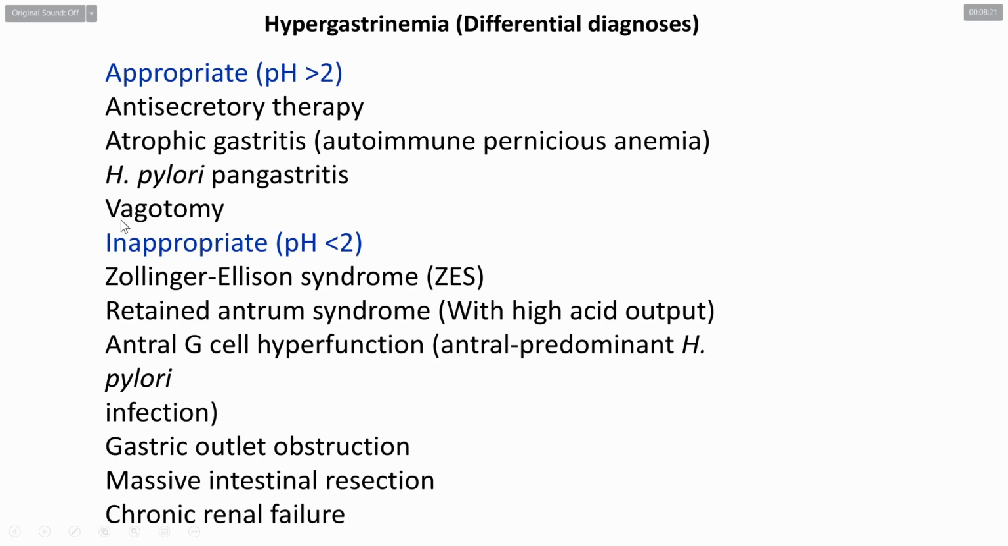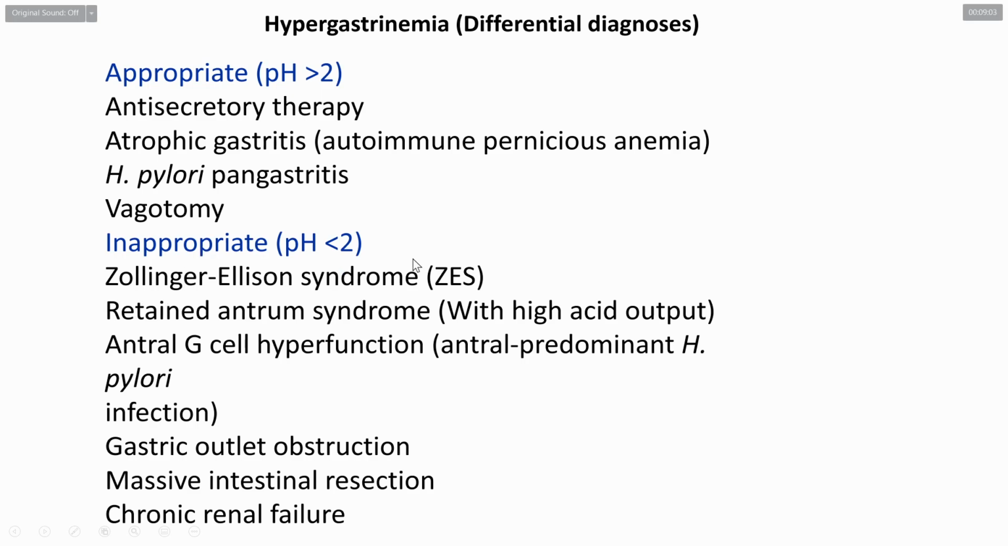Right or not? Yes. Finally, vagotomy: when you remove the ACh on the ACh receptor, the acetylcholine receptor on the parietal cell, when you do vagotomy, there is less acid, so you get hypergastrinemia. All of these will give you reactive, physiological, appropriate hypergastrinemia. Right? The pH inside the stomach, since you have no acid, will be raised, more than 2.